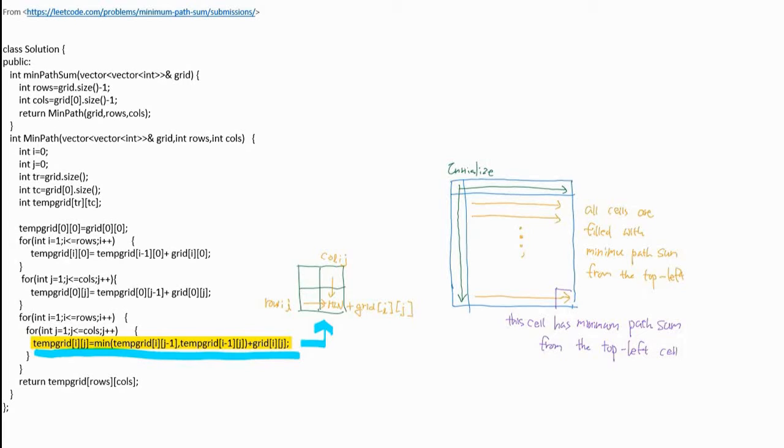grid[i][j] is assigned the min value of grid[i][j-1] and grid[i-1][j]. Among the two values, the smaller one plus grid[i][j] is assigned in temp grid[i][j]. Temp grid is the two-dimensional array storing the minimum path values from the top left to i, j. With this recurrence equation, the temp grid table is filled with the minimum path values from the top left point.